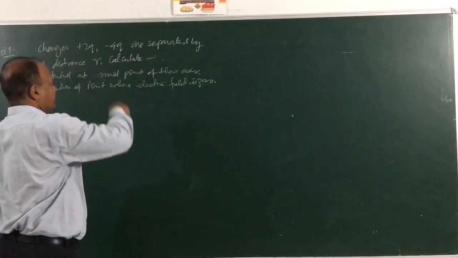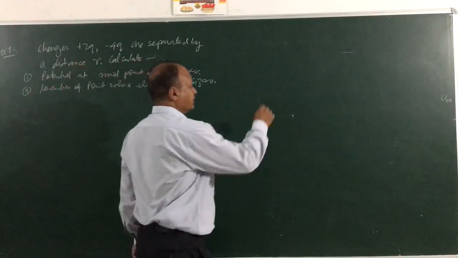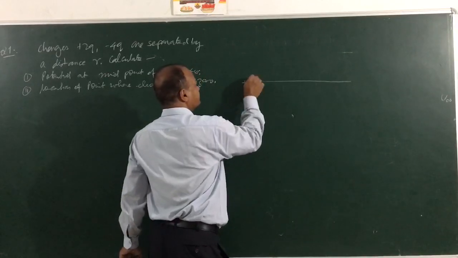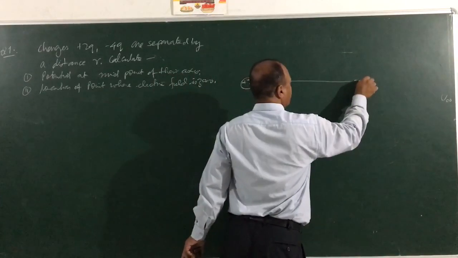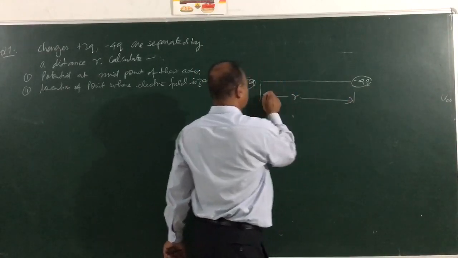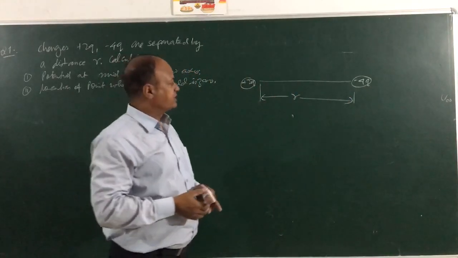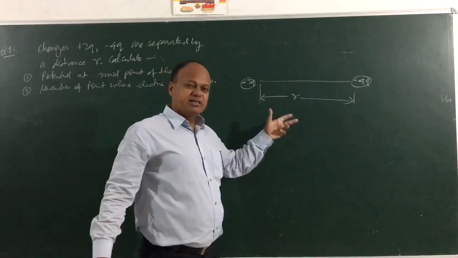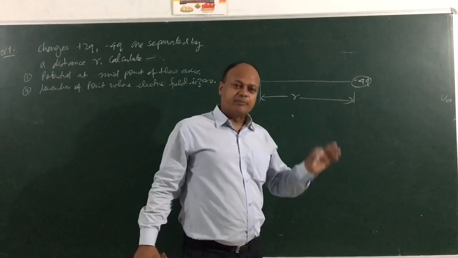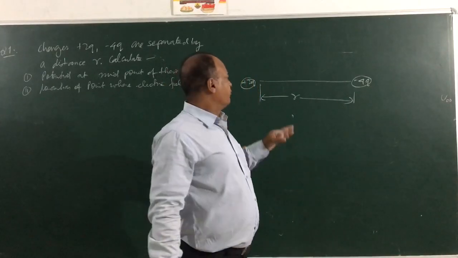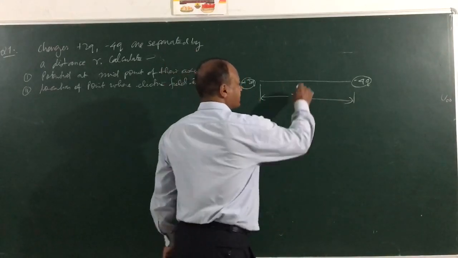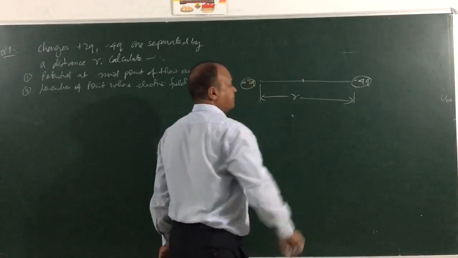Charges are plus 2q and minus 4q. It will be something like this. This is plus 2q and this is minus 4q. And the separation between them is how much, children? R. Very easy. The distance between two charges is always given. So this is going to be R. Remember that the point where potential will be 0 will be located closer to the smaller charge. But initially you will find the potential at the midpoint.